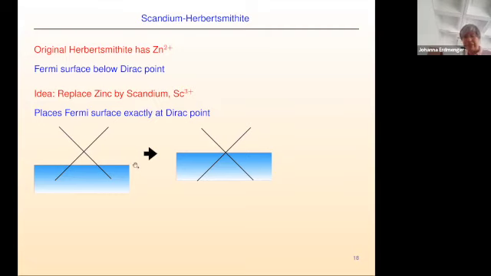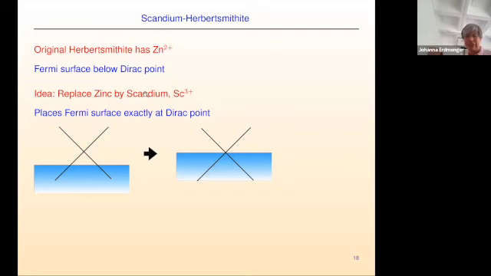Now the suggestion of our colleagues in condensed matter is to replace the zinc by scandium, which is three times positive. That would have the effect of precisely lifting the Fermi surface, this blue rectangle, from being down here to being exactly at this point. So the idea is to propose a new material which has this interesting behavior, which is precisely what we want for AdS/CFT.